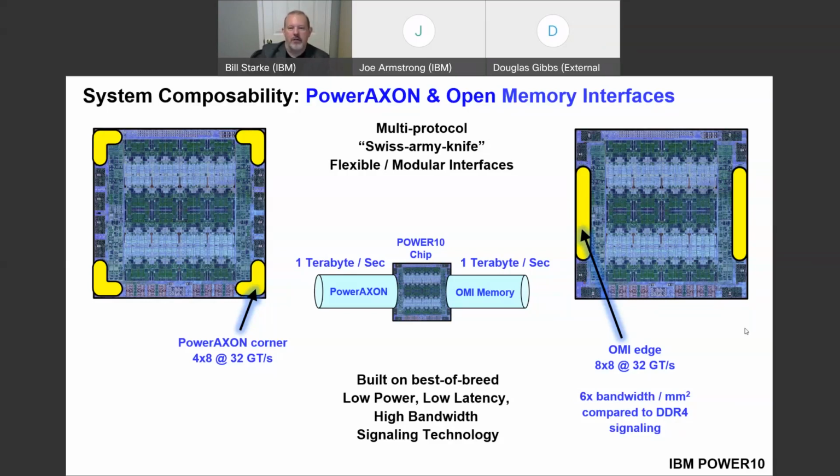We want the memory to be available across multiple generations as well, just like we did with the Power8 CDIMMs, making them available in the large Power9 enterprise systems. We're looking to get to a modular memory technology where we can provide that even more robustly in the future.